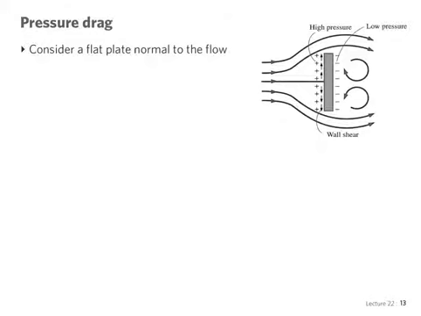What we're going to experience for a flat plate normal to the flow is separation. The flow is not able to go around the back of the flat plate, so there's going to be separation at the edges here, and a wake. This is the wake in the back, a low pressure region called the wake.